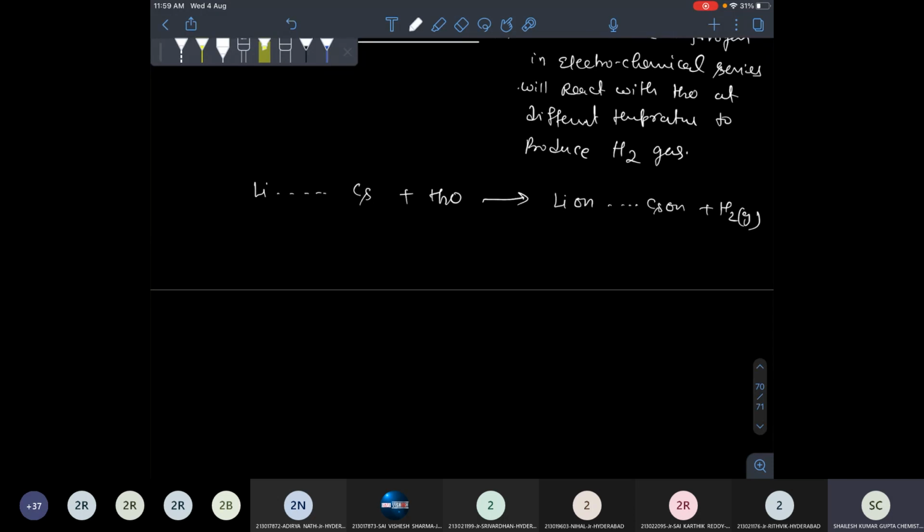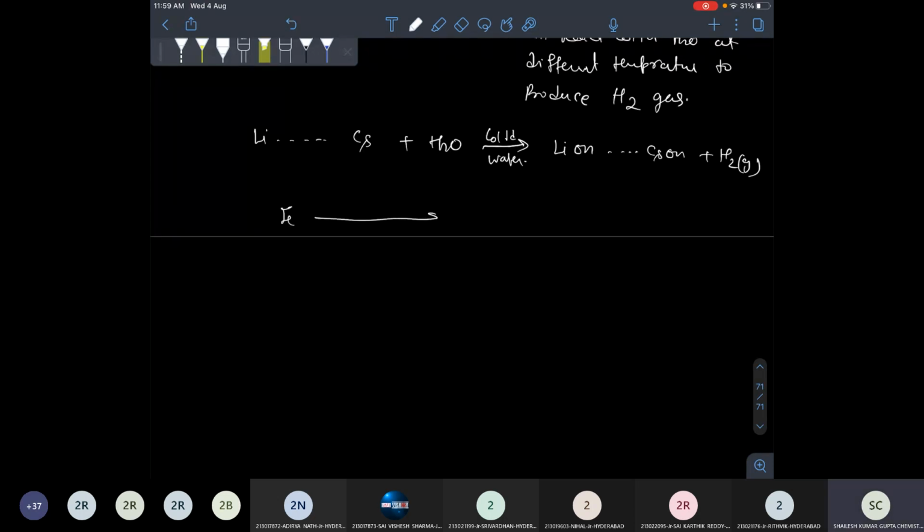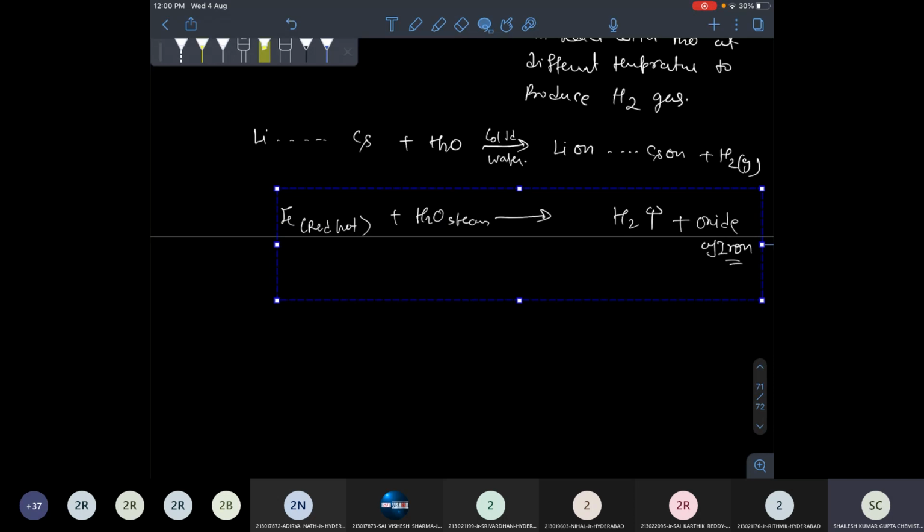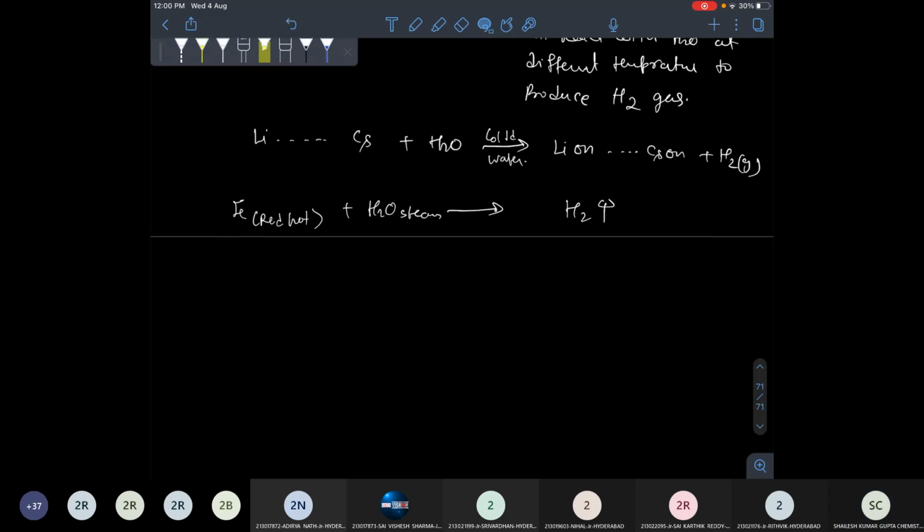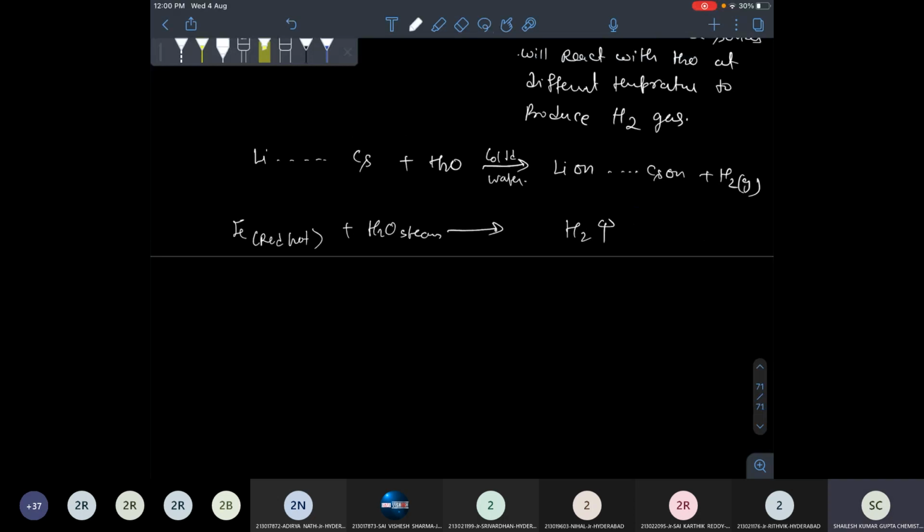So you can expect that even in cold water they are going to react. Iron reacts with steam. Then it produces hydrogen gas, right, plus oxide of iron, isn't it? At red hot condition. So depending on temperature, some react with cold water, others react under extremely hot conditions. So like that you can expect. So that is reaction with metal.